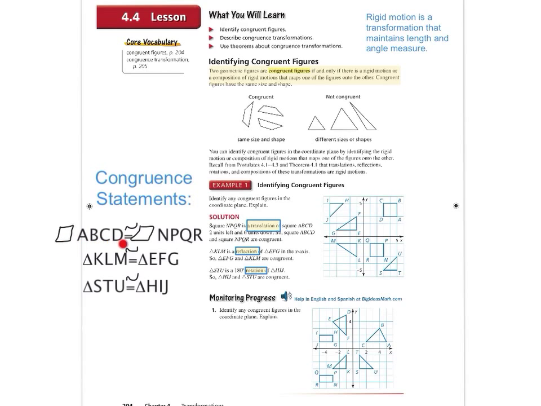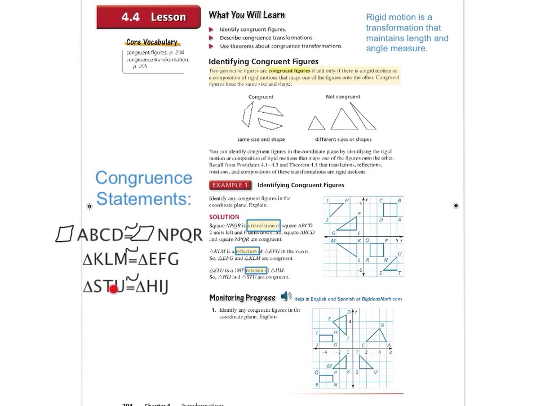Parallelogram ABCD is congruent to parallelogram PQR, and we explained that it was a translation, and we defined the number of units and directions that the translation moved to map parallelogram ABCD onto parallelogram PQR. We can also see that by reflection, triangle KLM is congruent to triangle EFG across the x-axis. So a reflection in the x-axis is an accurate statement to make.